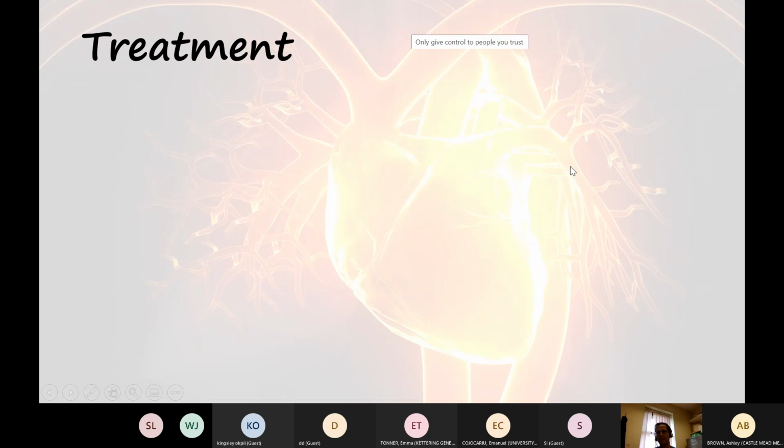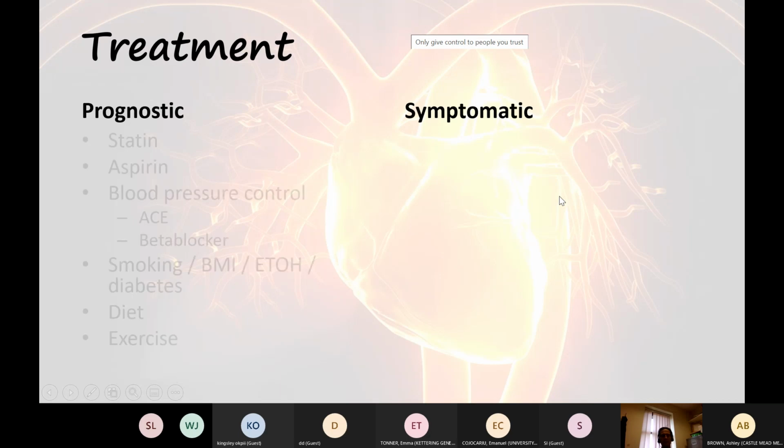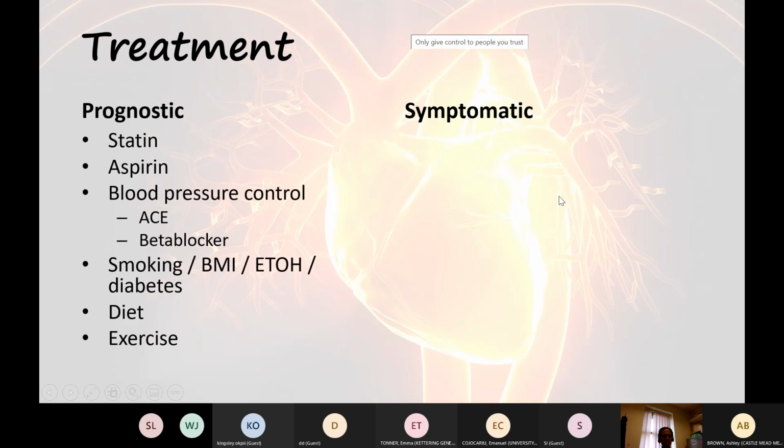So how do we treat? As I said, we look at prognostic treatments and we look at symptomatic treatments. And prognostic treatments are very much the same things that we would use for our acute coronary syndromes. So our statins, aspirin, controlling the blood pressure, lifestyle. It's all very much the same things. And these are really, really important, whether we unblock the arteries or not.